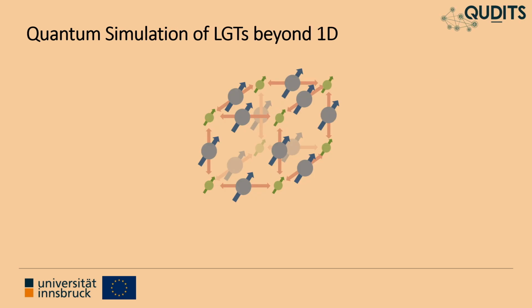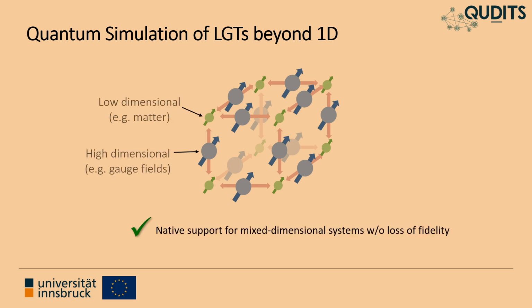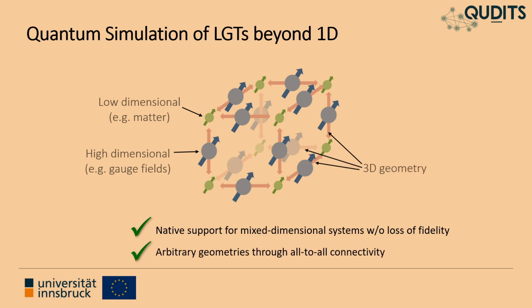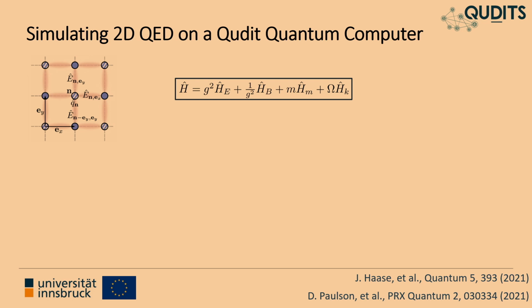Right, so putting together our list of requirements, this is how I imagine gauge theory simulation. You have some low-dimensional things, which are your matter fields. You have some high-dimensional things, which are your gauge fields. This is something we can do with these mixed-dimensional entangling gates. You need 3D geometry eventually. This is also something we can do because we have this all-to-all connectivity in the ion trap system, so that's not a problem.